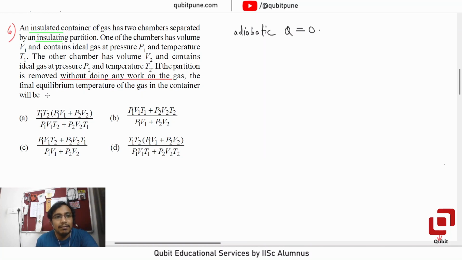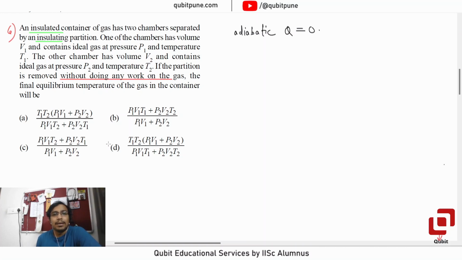the final equilibrium temperature of the gas in the container will be: T1 T2 (P1 V1 plus P2 V2) upon (P1 V1 T2 plus P2 V2 T1); (P1 V1 T1 plus P2 V2 T2) upon (P1 V1 plus P2 V2); (P1 V1 T2 plus P2 V2 T1) upon (P1 V1 plus P2 V2); and T1 T2 (P1 V1 plus P2 V2) upon (P1 V1 T1 plus P2 V2 T2). Dimensionally all of the options are giving us temperature, so that cannot be used.